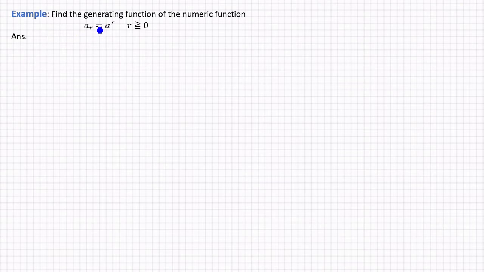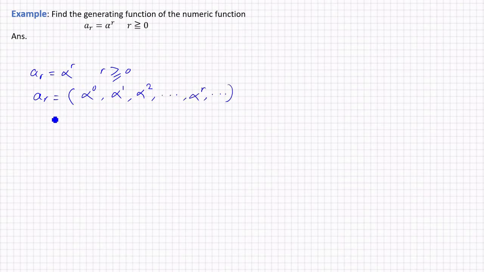Come to one example. Find the generating function of the numeric function a_r is equal to alpha to the power r, where r is greater than or equal to 0. So here we have a_r is equal to alpha to the power r, where r is greater than or equal to 0. So let us write down this numeric function in the form of list. So we'll get alpha to the power 0, alpha to the power 1, alpha to the power 2, alpha to the power r and so on.